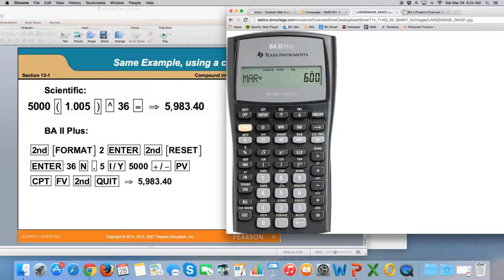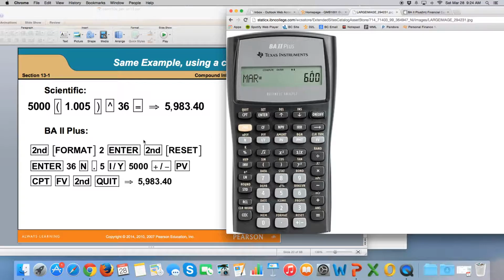You have all these keys right here, and this row right here is the most important when you're in finance. N, which is this key, is the number of periods. I/Y is the interest rate. PV is present value; that's what PV stands for. PMT stands for payment, and this is mostly used when you're doing dividends on a stock or on bonds. And then you have the FV button, which stands for future value.